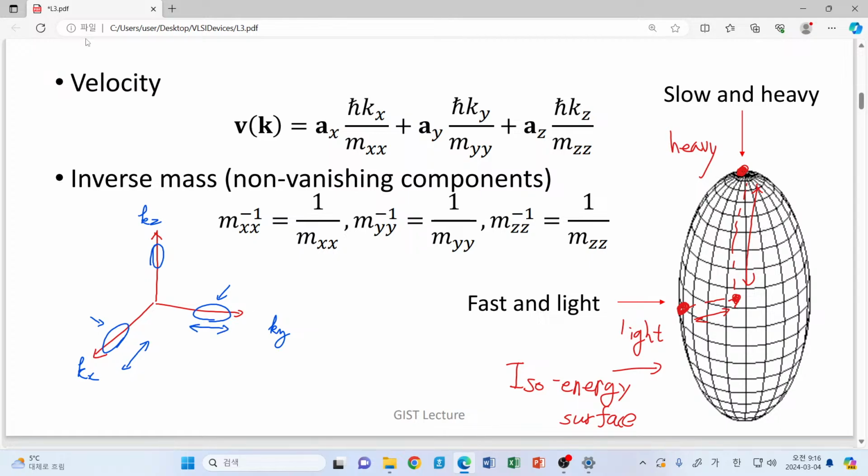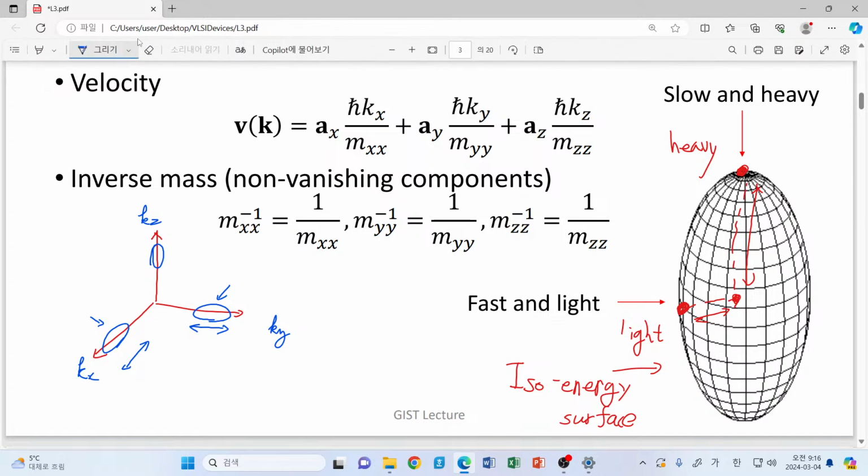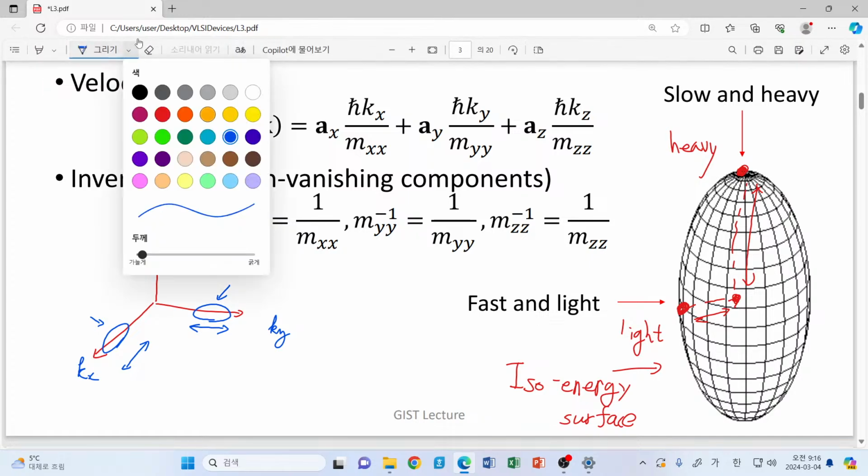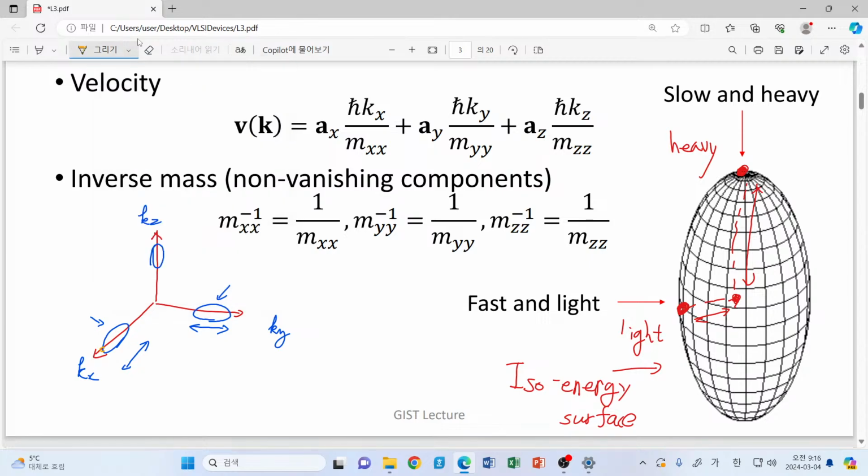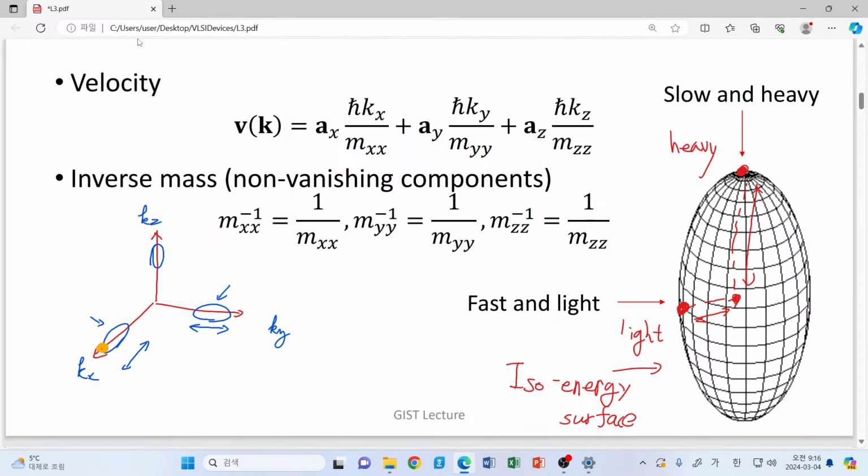Let's say that now we have two different electrons occupying the same energy. For example, now we can imagine one electron occupying this point and another electron occupying this point. Since we are considering an iso energy surface, they have the same energy.